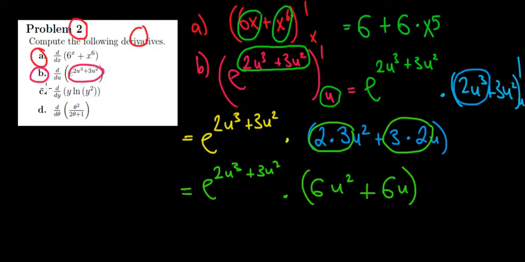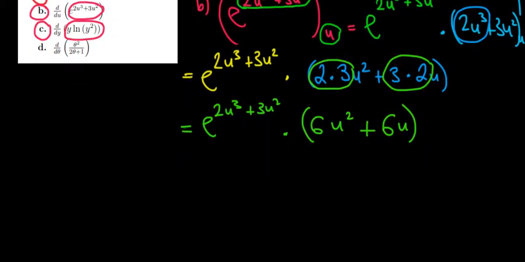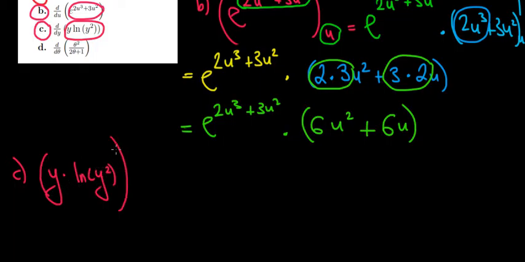Let's work on part C now. So we have the derivative of this entire expression over here, which is a multiplication. So let's write it over here below and start solving. In part C, we have y times ln of y squared, derivative with respect to y. So what do we have here? We have a product, meaning that we're going to use our product rule.